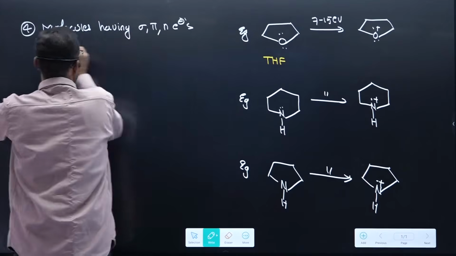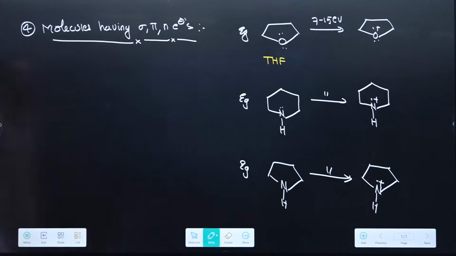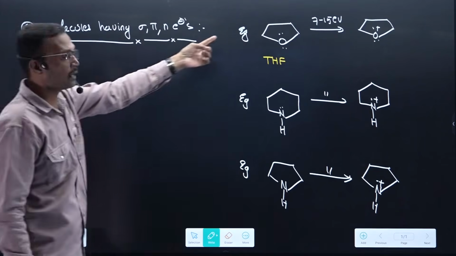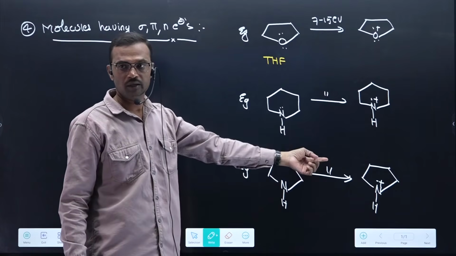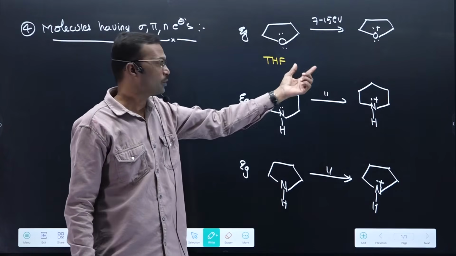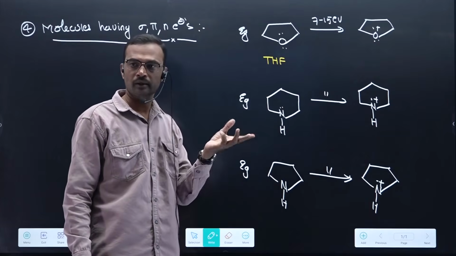Now this is one more example: molecules having sigma, pi and non-bonding electrons. 3 possibilities. Can you give an example? They have sigma, they have pi, they are also having non-bonding. See in this, any pi electron? The third example that I gave, if you observe, anywhere is a pi electron available? No pi electron, only sigma and non-bonding.